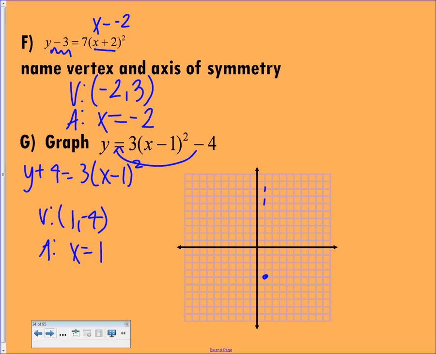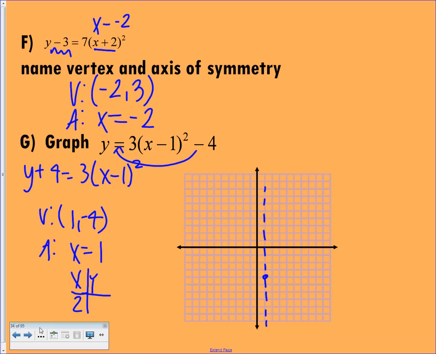The axis of symmetry you're going to graph as a dashed vertical line. It's not actually part of the graph, but it tells us what it's symmetric to. Now to graph it, you're just going to need to find one other point. I usually make an xy table, and I say, okay, if my vertex is at an x coordinate of 1, let's try plugging in 2.